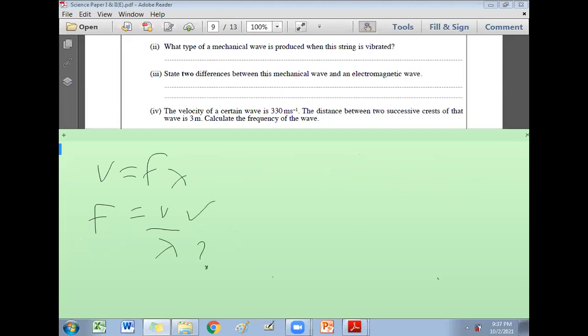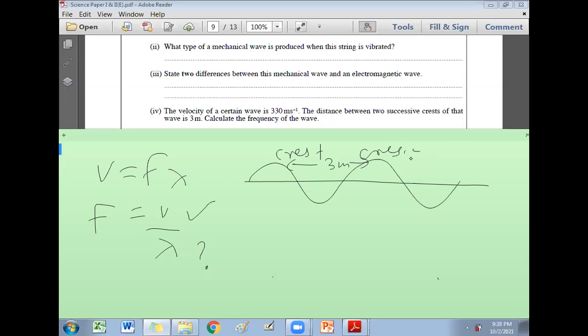They have given the distance between two successive crests here. Distance between two successive crests means between this crest and the nearest crest. What is the distance? 3 meters. That is called the lambda. They could directly give the name lambda, but they want to know whether you can understand that the distance between crests is also known as lambda. Not between one crest and the third crest. Two nearest crests, two nearest peaks. That is called lambda.